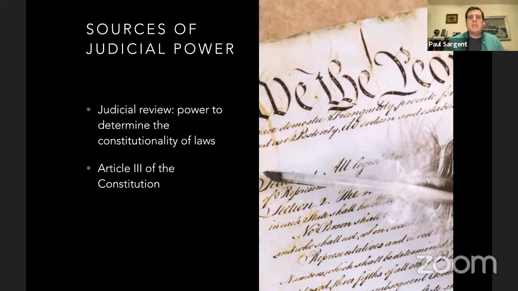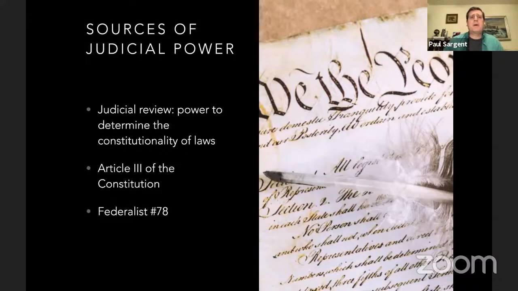Article 3 of the Constitution is where the judicial branch is created. It's the shortest of the first 3 articles, which deal with the branches of government. It isn't very long at all, but it does create a Supreme Court, and it gives Congress the power to create any other courts that are needed.